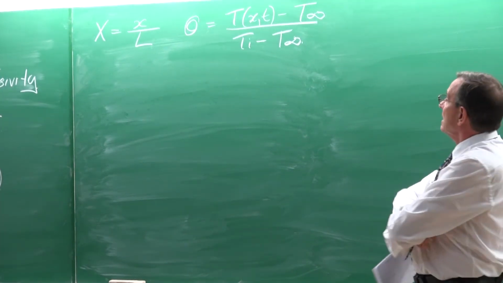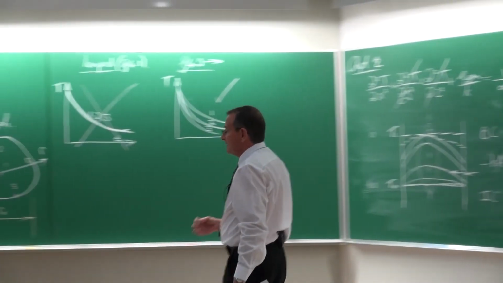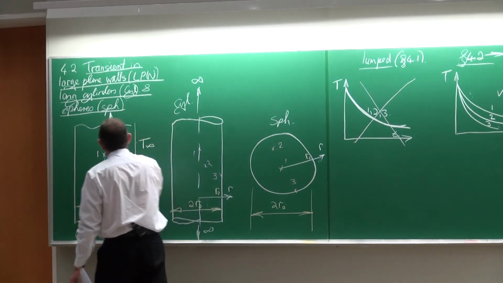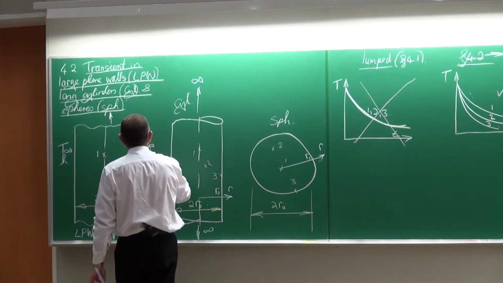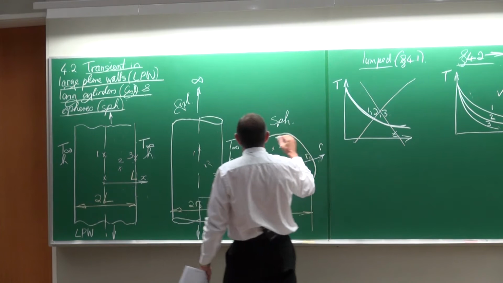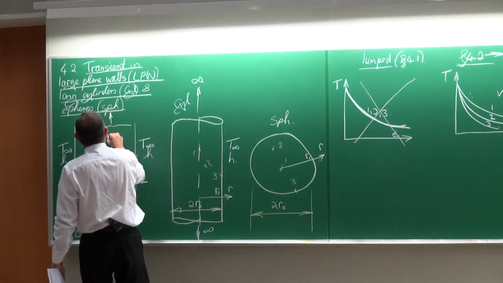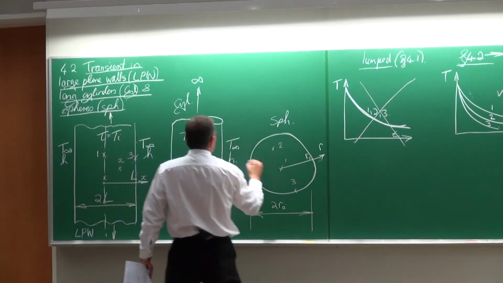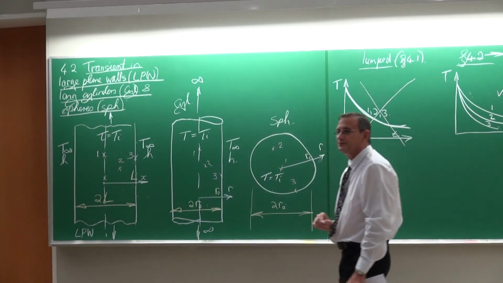Non-dimensionalized temperature. It would therefore mean that on the outside we should actually put T infinite there and T infinite there, and I forgot the heat transfer coefficient, H. It's the same with all the other bodies. And initially, the temperature is equal to Ti.